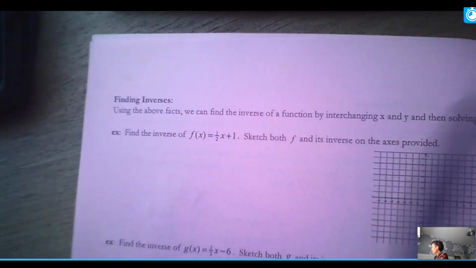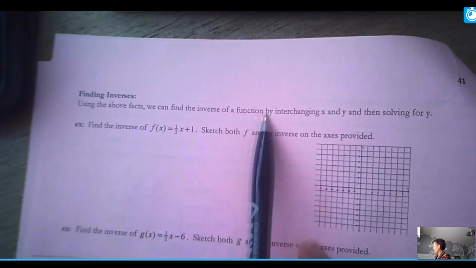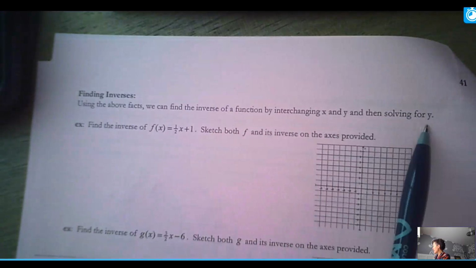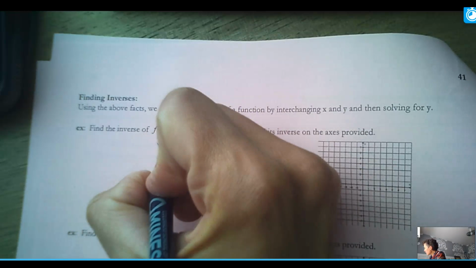So the next thing we're going to take a look at is how do you actually find the inverse? And we're going to take this idea that x and y switch spots. So using the above facts, from the page before, we can find the inverse by interchanging x and y and then solving for y. So the first thing I'm going to do is take f of x and just replace it with y.